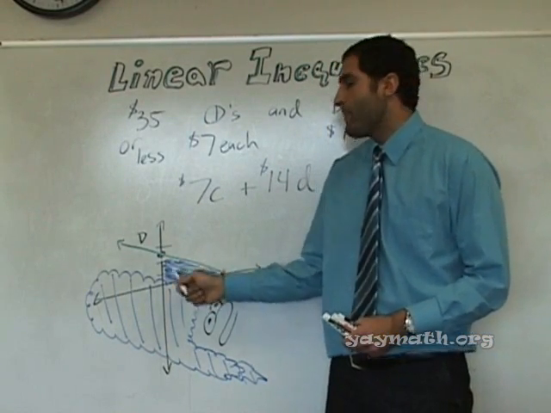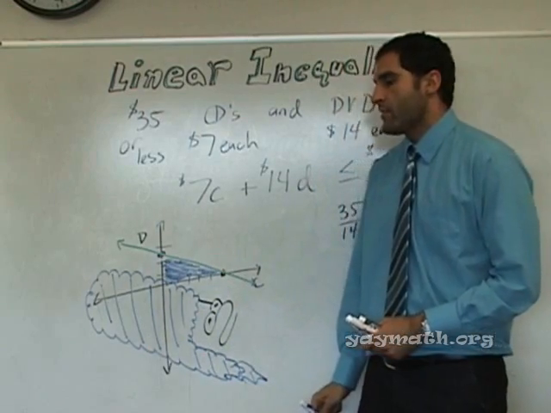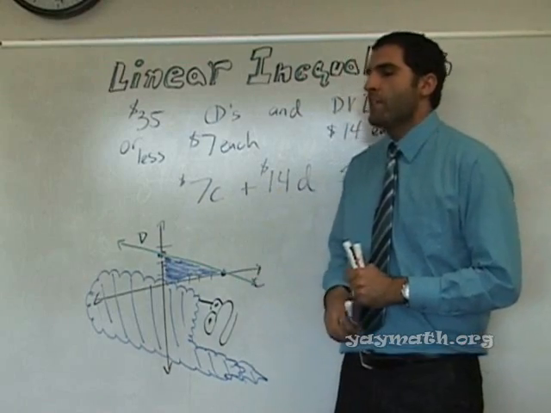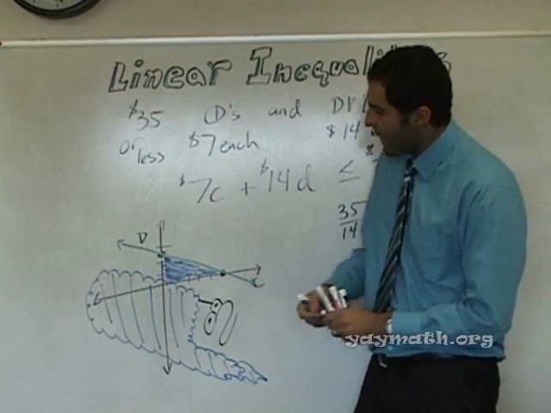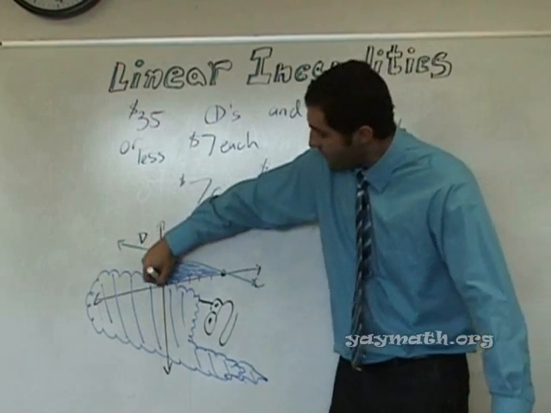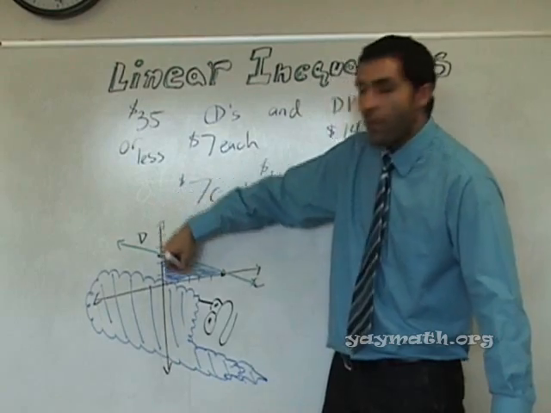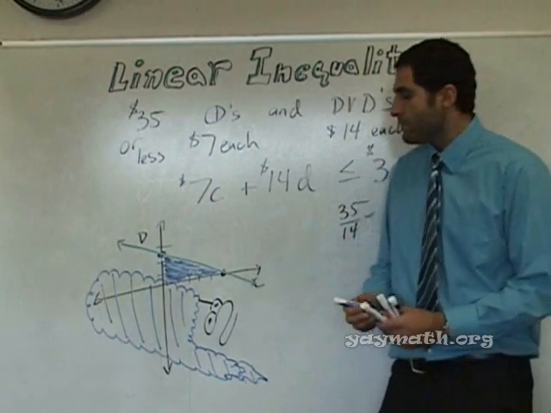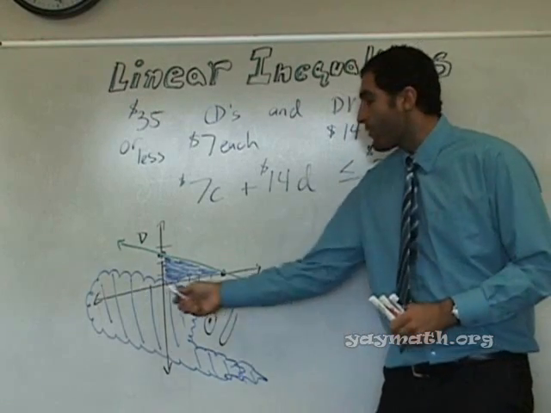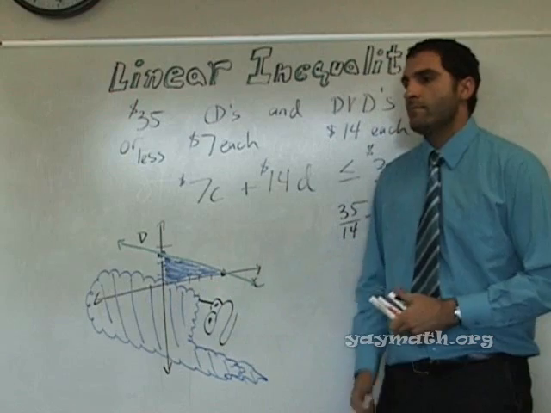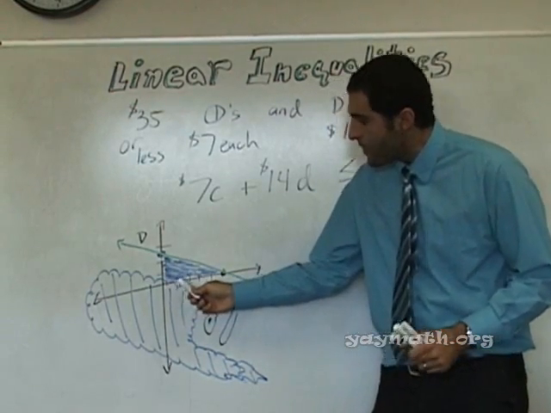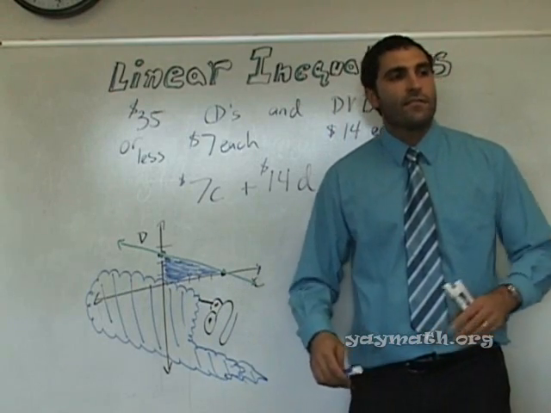Do you understand why? You can't buy negative CDs and negative DVDs. So if on the SAT they gave you an answer like this, and it's a word problem, you have to know that you can't buy negatives. And so anything in here would work. Give me a point in this region that would work. 2, 2 would work. 1, 3 would not work. I meant 3, 1. 3, 1 would work.